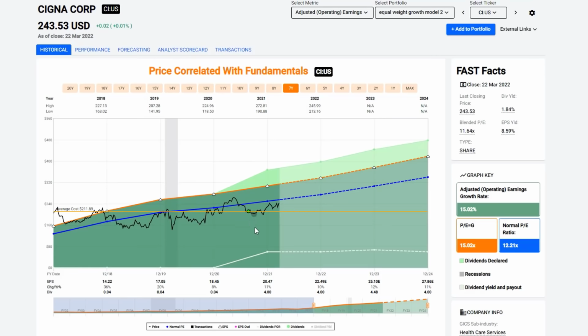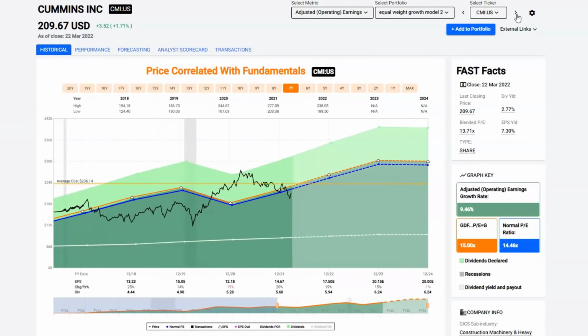Cigna has done just really, really well. It just started paying a dividend. The dividend is expected to stay about the same, but the earnings growth has continued to move forward, and we've gotten good performance out of Cigna so far in this short period of time.